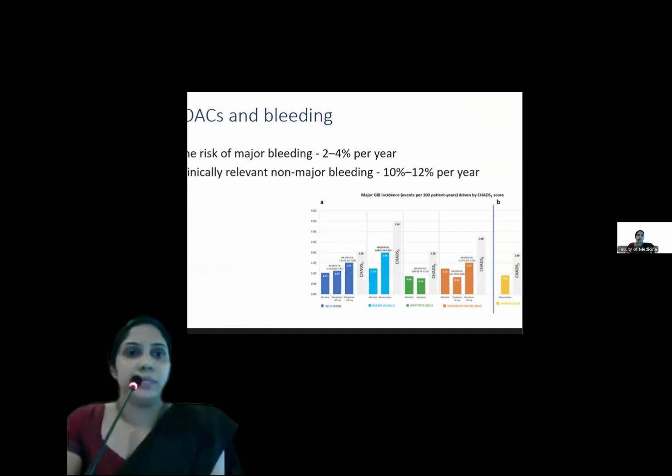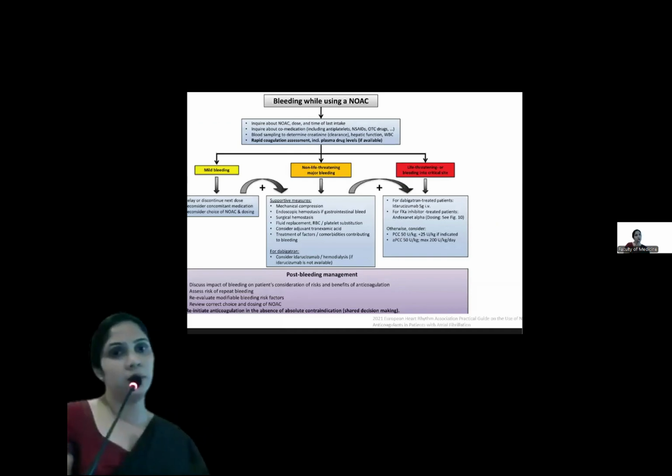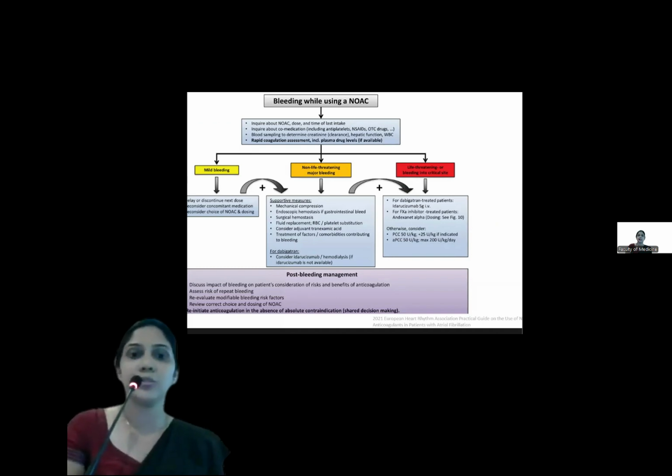Okay, drugs and bleeding. In drugs and bleeding, the risk of major bleeding is 2 to 4% per year. So this is a major challenge we will face. I will tell you why. If a patient comes with mild bleeding or major bleeding without any life-threatening features, we can do supportive treatment. And as an adjuvant therapy, we can use tranexamic acid. But if a patient comes with a life-threatening major bleed, we have to use reversal agents. So idarucizumab is there for dabigatran and andexanet alfa is there for factor Xa inhibitors.